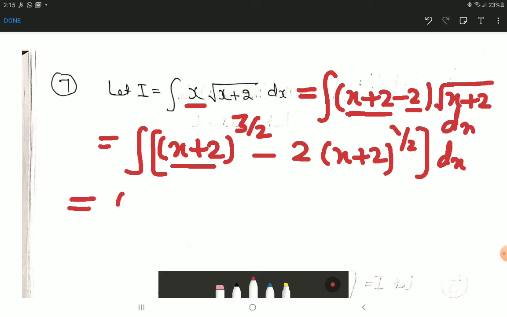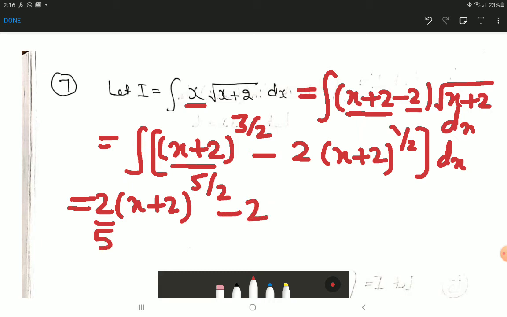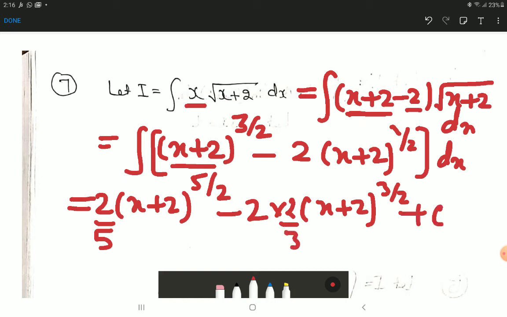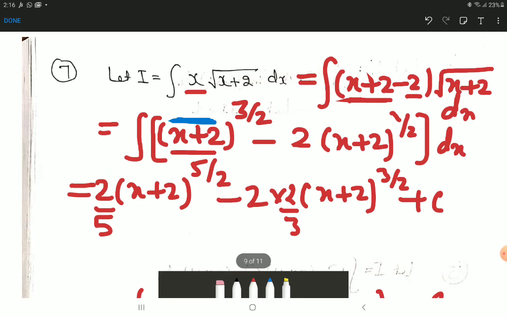So it becomes (x + 2) raised to its power 3 by 2 plus 1, that is 5 by 2, whole upon 5 by 2 means into 2 by 5, minus 2 into (x + 2) whole power half. Its integration will be (x + 2) whole power half plus 1, that is 3 by 2, upon 3 by 2 means into 2 by 3 plus c. So we have obtained the same answer. You may say that, sir, it is not x, it is x plus 2. Okay, then divide by the coefficient of x, which is 1 only, and it will make no difference. So I think this alternate method is also clear to you. Moving forward.